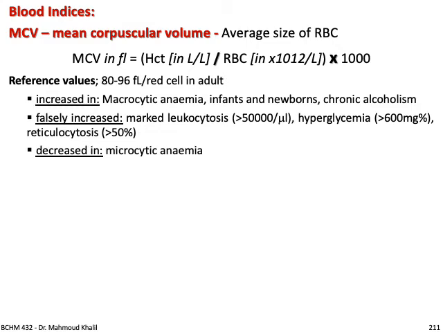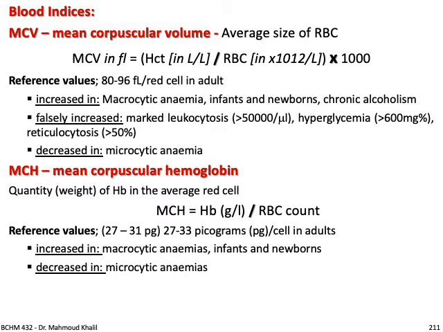We'll talk now about blood indices. The first one is the mean corpuscular volume. It's the average size of RBCs. And the equation, you don't need to be familiar with the equation. The reference value is 80 to 96 femtoliters per red blood cell in adults. It increases in macrocytic anemia, infants, newborns, and chronic alcoholism. It is falsely increased in marked leukocytosis, hyperglycemia, and reticulocytosis. It decreases in microcytic anemia.